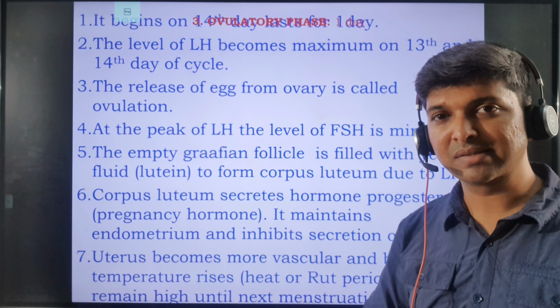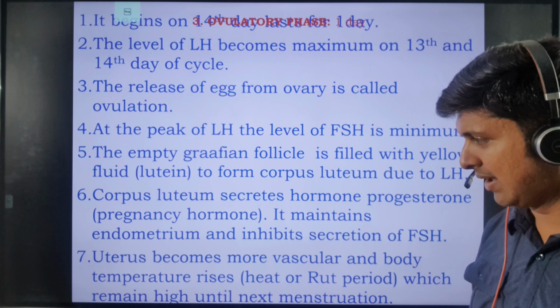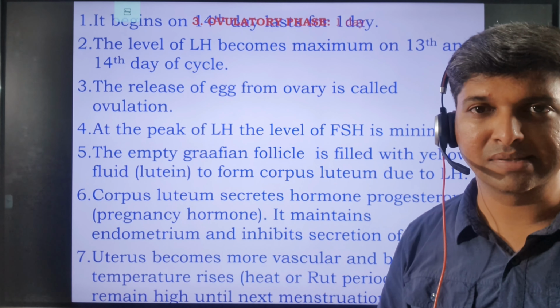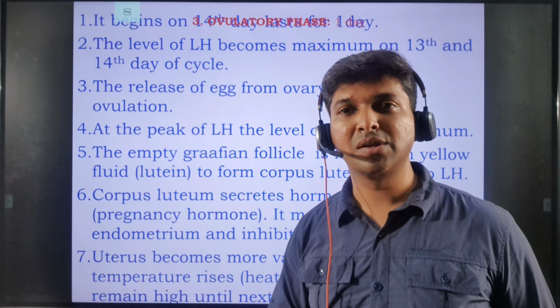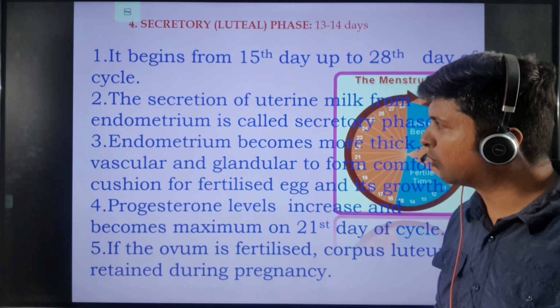The day the menstrual cycle takes place is because of the drop in the progesterone level. The uterus becomes more vascular, and the temperature also rises. During this phase, the abdominal temperature will rise. Okay, so this is about the ovulatory phase.